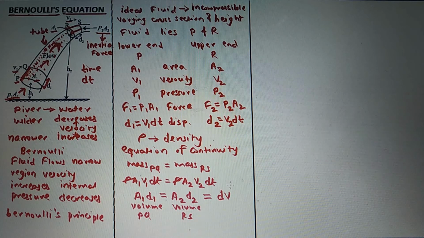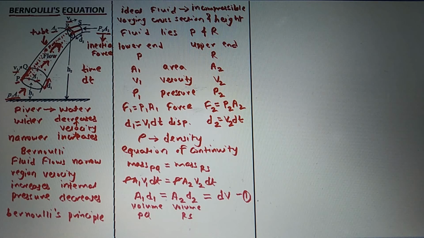So we will write it as A1 d1 is equal to A2 d2 is equal to dV. So this dV is the volume of fluid which is passing through this section PQ and section RS. So A1 d1 is equal to A2 d2 is equal to dV, and we will take this as equation number 1 here. As the force acting on a fluid at lower end P and upper end R here due to the pressure P1 and P2, the displacement is produced.